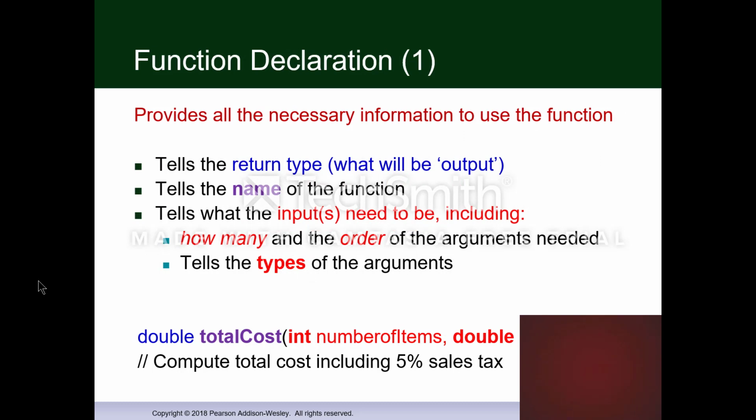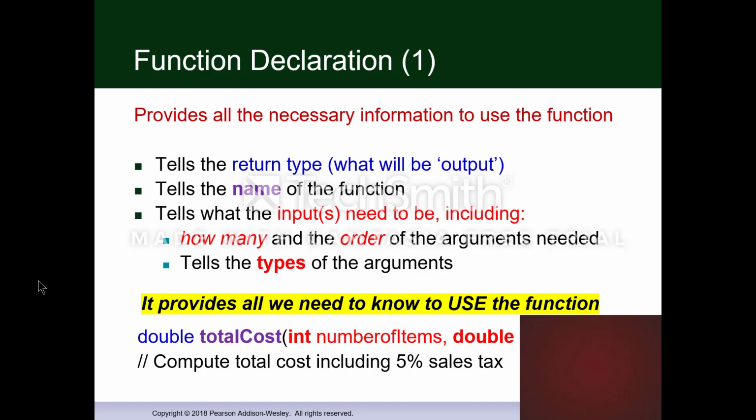The function declaration provides all the necessary information in order for us to use the function. It tells us what the return type will be. It tells us what will be output from the function. It tells us the name of the function. It tells us what the inputs need to be, including how many and the order of the arguments needed, as well as the types of the arguments. It provides everything we need to know in order to use the function.